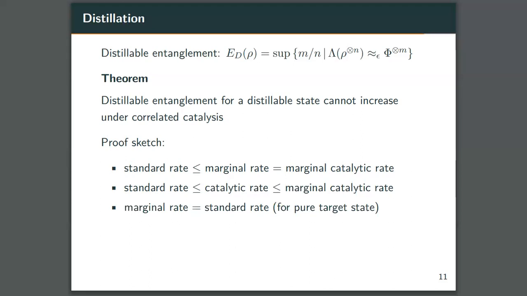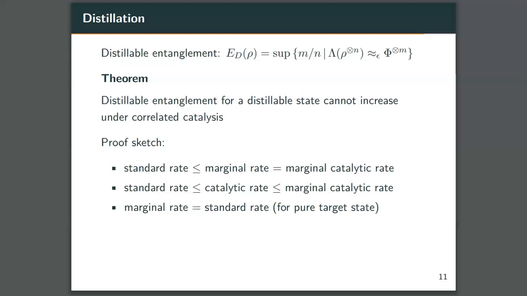So once you have this, all these rates are actually equal, right? And in particular, the standard rate of distillable entanglement is equal to catalytically distillable entanglement. One catch is that we showed this catalytic asymptotic equivalence for distillable states, so this reasoning holds only for a distillable state.